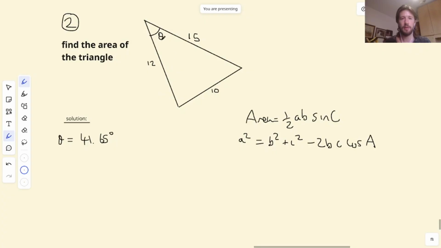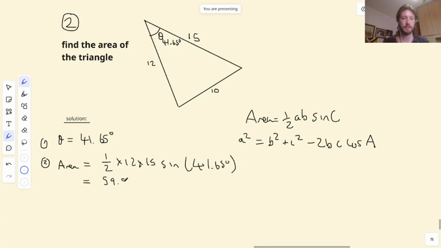Okay, now we have that angle, 41.65 degrees. The second step should be relatively straightforward using the area formula. So our area is equal to 1/2 times 12 times 15 sine of 41.65 degrees. That will give us 59.8. And there we go, done. If you're confused at how we found this angle, please go back to the cosine workings that we did just before. You'll see an almost exactly the same problem.